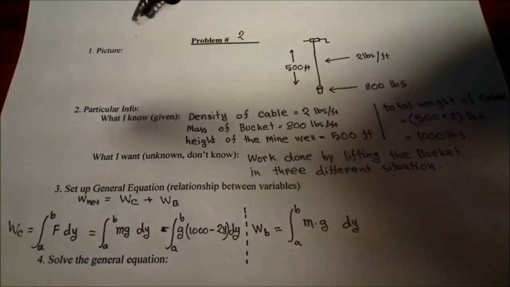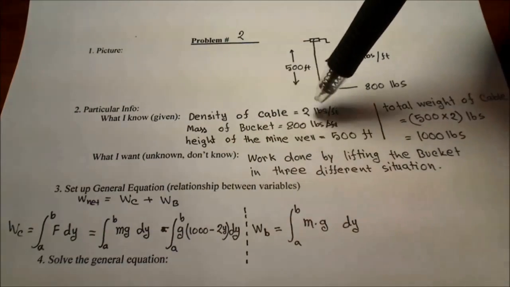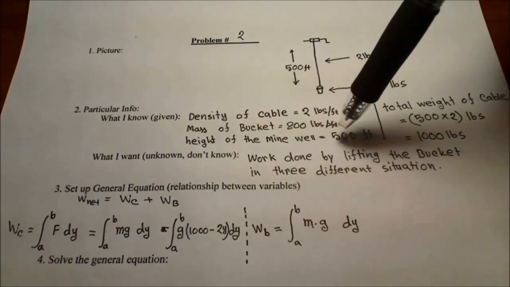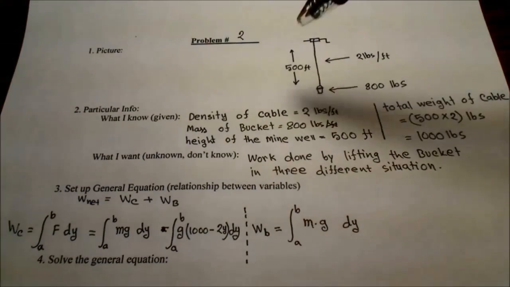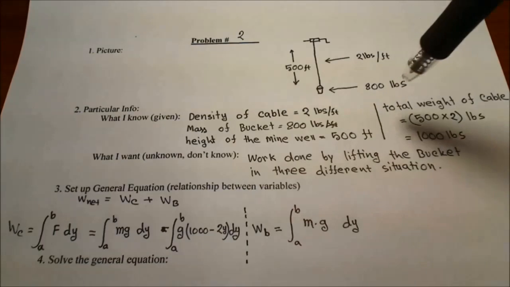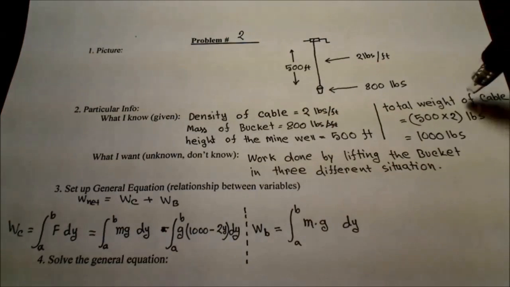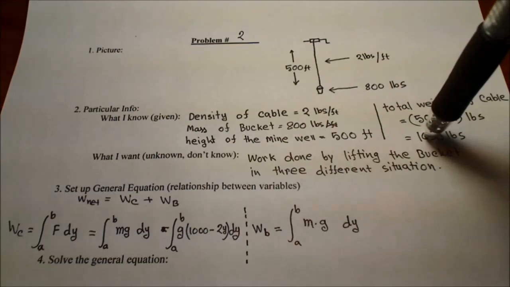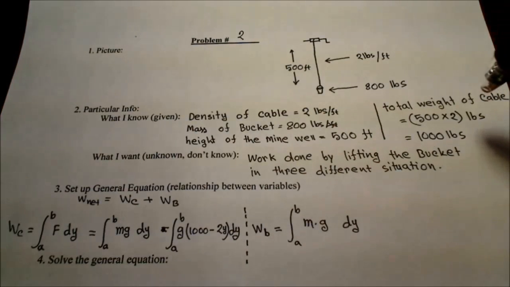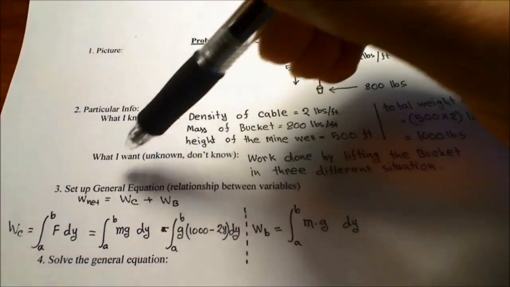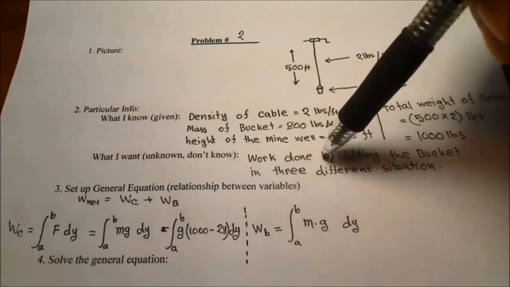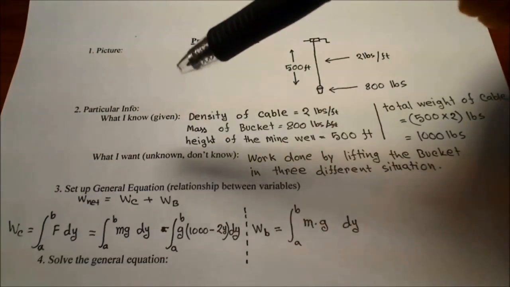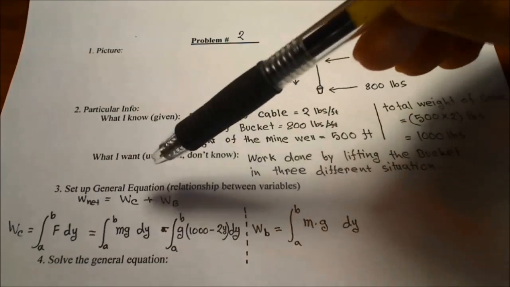So in part 2, what do we know? We know the density of the cable is 2 pounds per foot, the weight of the bucket is 800 pounds, and the height of the mine well is 500 feet. By using these two pieces of information, we can derive the total weight of the cable, which is 500 times 2, and then we get 1,000 pounds. What we are looking for is the work done by lifting the bucket in 3 different situations, which we already mentioned in our introduction.